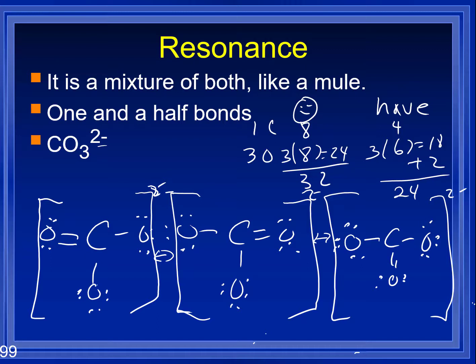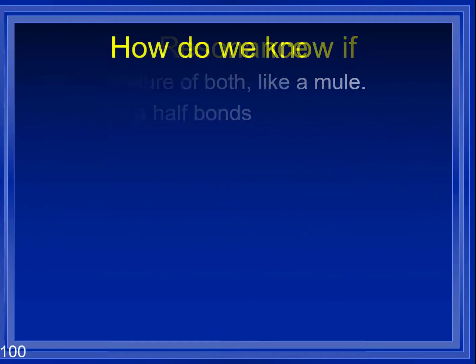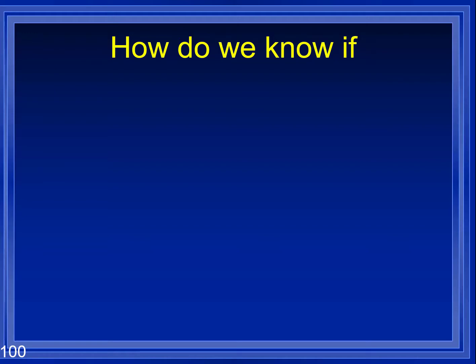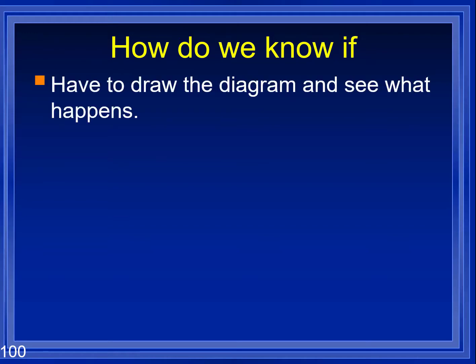Now on this one, when you measure the bonds, it's longer than a double bond, but shorter than a single bond, but it's closer to a single bond than the other one. This is about 1 1/3 bonds. This extra bond actually goes on all 3 of the oxygens. We're going to have to find a way for that to happen. Okay. So how do you know if there's resonance? Draw the diagram and see what happens.